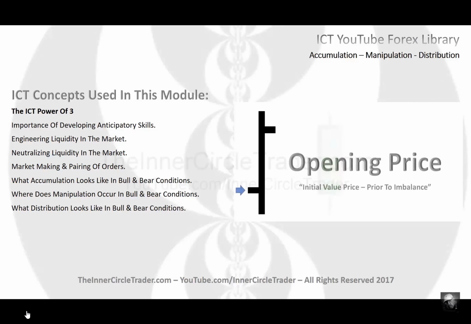Okay, so back to our discussion. Using the open, high, low, close bar, it's going to be a lot easier for me to describe the phenomenon that makes up my ICT Power 3. And the origination behind this idea was inspired by my mentor, Larry Williams.